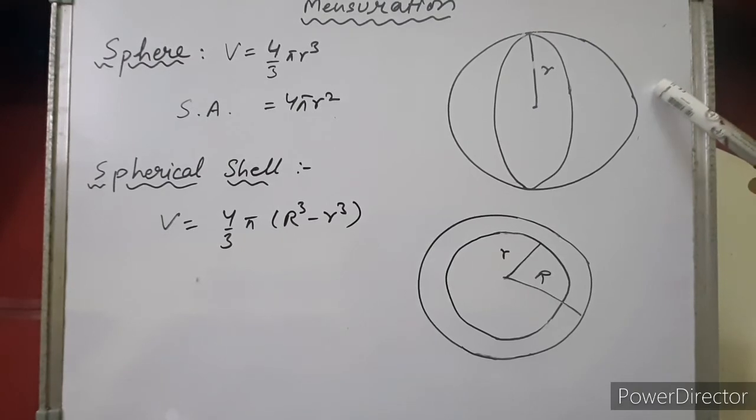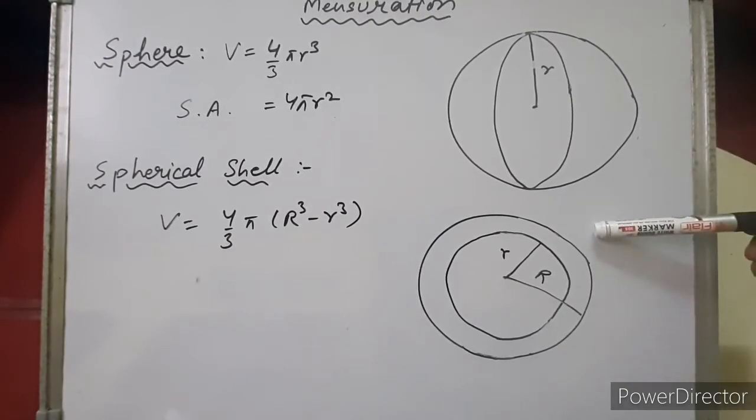The volume of the sphere is 4 by 3 pi r cube. The curved surface area or the total surface area of the sphere is 4 pi r square. If we talk about spherical shell, a sphere which is hollow from inside is a spherical shell. The volume of spherical shell is 4 by 3 pi (capital R cube minus small r cube).